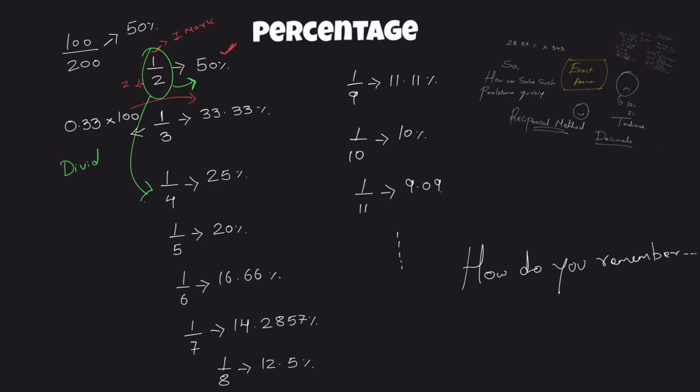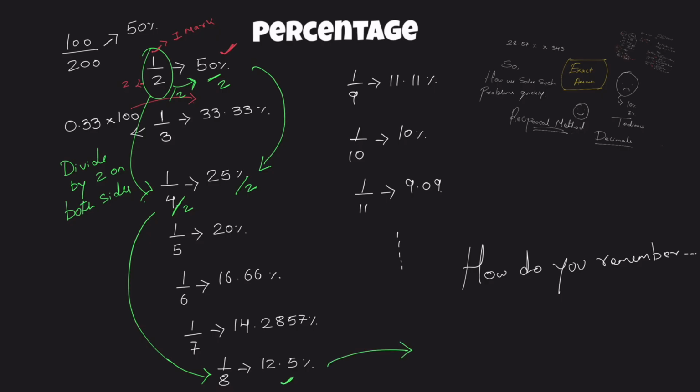So 1 by 2 is 50%. I know that. That will be simple. I'll divide both the sides by 2. So 1 by 2 upon 2 becomes 1 by 4 and 50 half becomes 25. That's it. So if I know 1 by 2, I know 1 by 4 as well. Now again divide 1 by 4 by 2 on both the sides. So 1 by 4 becomes 1 by 8 and 25 half becomes 12.5.